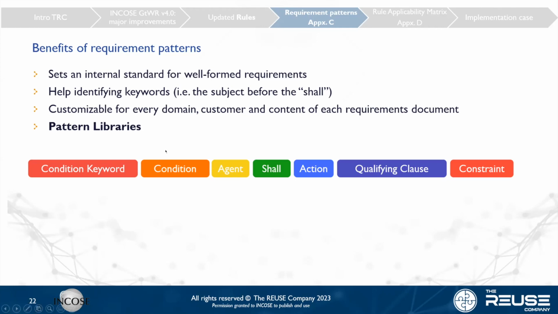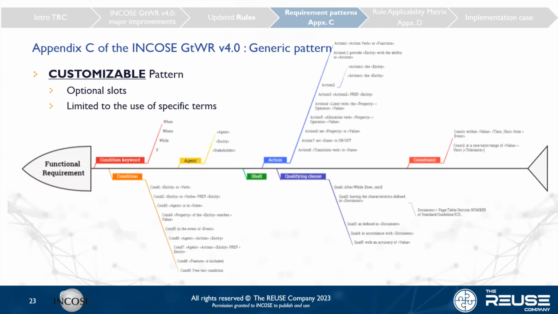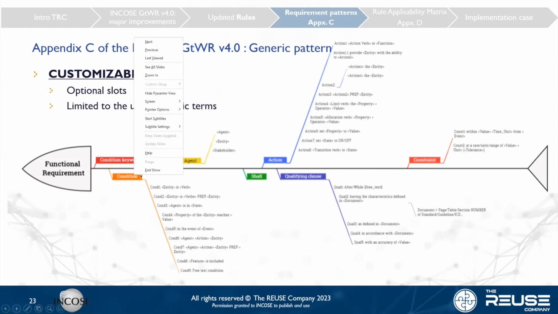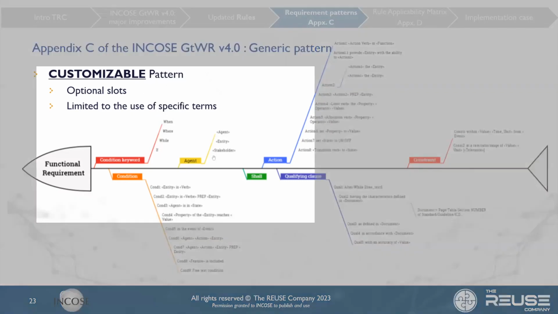And this is customizable. As I said, it's provided as a cross-domain reference. Then we can customize the content of each of the blocks here, and that's how we build what we call pattern libraries. Each pattern can be customized to provide different requirements types. So one of the benefits of the patterns is also to identify different requirements types, like functional requirements, non-functional requirements, and so on.